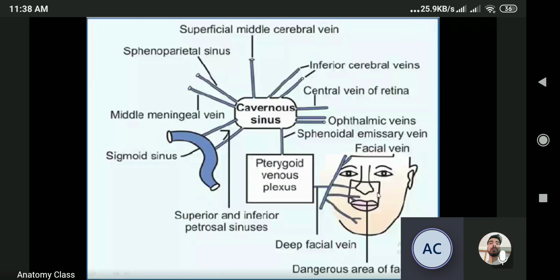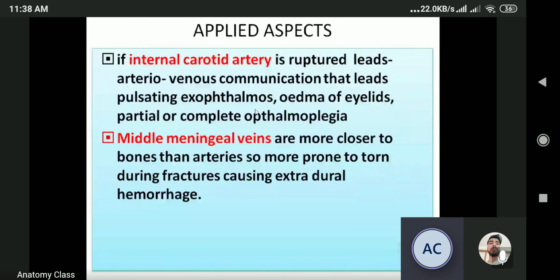Then, if the internal carotid artery is ruptured, it leads to arteriovenous communication, because now we know the structure passing through the cavernous sinus is the internal carotid artery. If it ruptures within it, there may be communication between artery and vein, and that leads to pulsating exophthalmos, edema of the eyelid, or ophthalmoplegia.